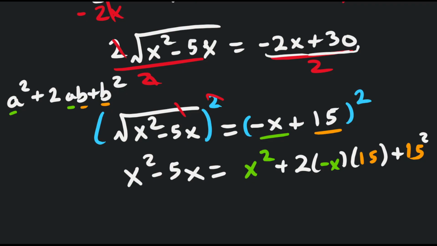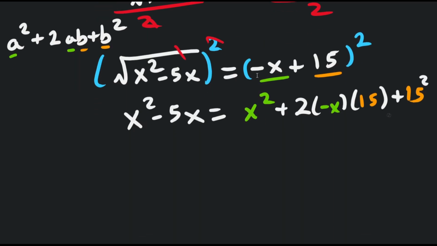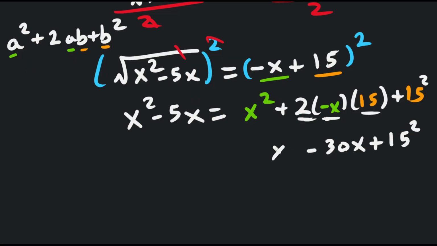So we're getting close. Now let's keep evaluating this. What is 2 times negative x times 15? Well, what's 2 times negative 1? Remember, this negative x has a negative 1 coefficient in front of it. 2 times negative 1 is negative 2, and negative 2 times 15 is negative 30. So this is negative 30x. Let's write everything else down: plus 15 squared, x squared equals x squared minus 5x.